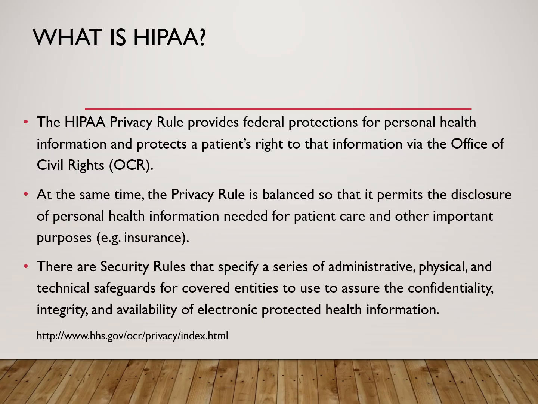So what is HIPAA? The HIPAA privacy rule provides federal protections for personal health information and protects a patient's right to that information through the Office of Civil Rights. At the same time, the privacy rule is balanced so that it permits the disclosure of personal health information needed for patient care and other important purposes. There are security rules that specify a series of administrative, physical, and technical safeguards for covered entities to use and to assure the confidentiality, integrity, and availability of electronic protected health information.